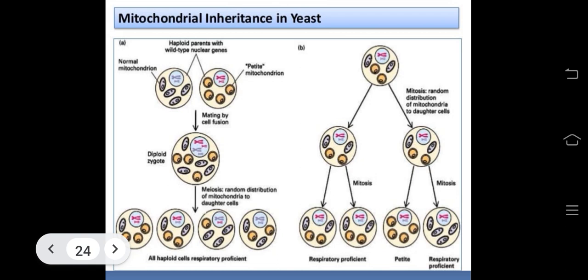Mitochondrial inheritance in yeast. Normal mitochondrion, haploid with wild type nuclear genes, petite mitochondrion, mating by cell fusion, diploid zygote, meiosis, random distribution of mitochondria to daughter cells, all haploid cells respiratory proficient. Mitosis, random distribution of mitochondria to daughter cells. Mitosis, meiosis, respiratory proficient petite, respiratory proficient.